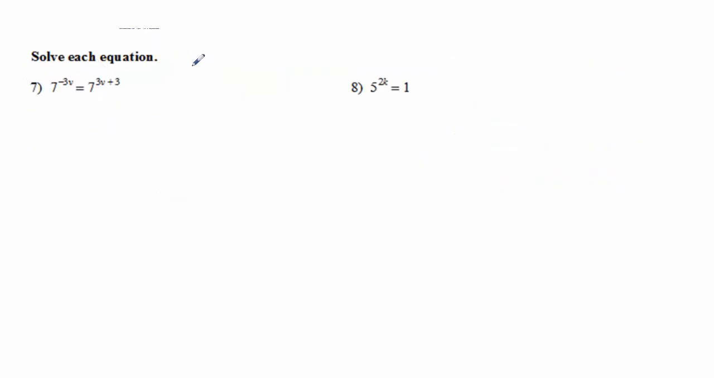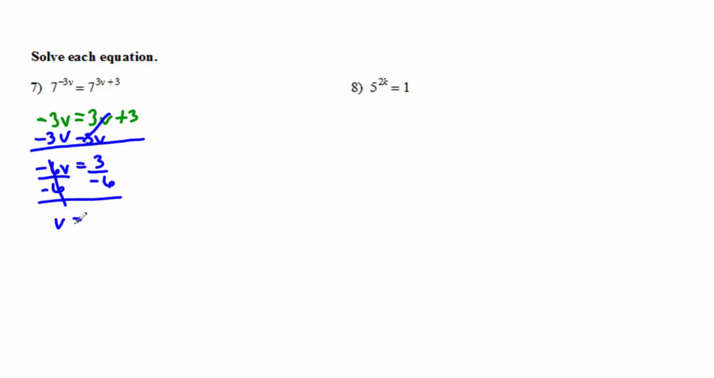Now we're going to solve some exponential equations, and the general thing we want to do is we want the bases of our exponents to be the same. So on number 7, they're both 7s, which means that negative 3v has to equal 3v plus 3. Now I want to solve by getting v on one side and my numbers on the other. So I would subtract 3v from both sides and get negative 6v equals 3. Divide by negative 6. And that gives me negative 1/2, which would be my answer. V is negative 1/2.